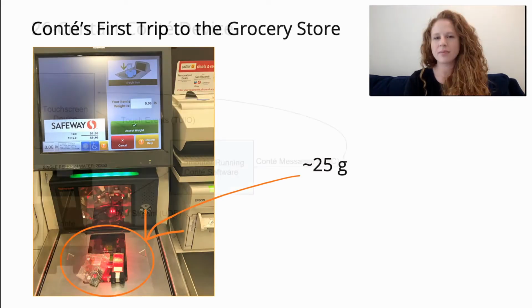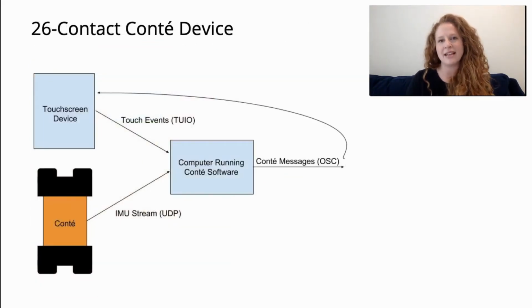So we have this IMU data that's sent over from Conte to a computer running software that we wrote. And that software has a decision tree that uses the roll and the pitch of Conte to determine which contact is touching the screen. Then there's a touchscreen device that can be the same device as that computer, but it doesn't have to be, and it sends touch events over to the computer.